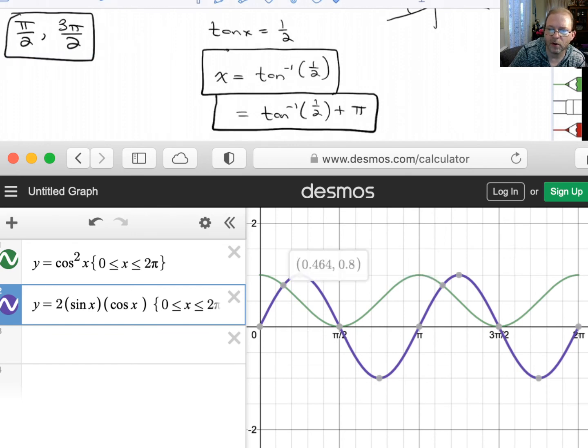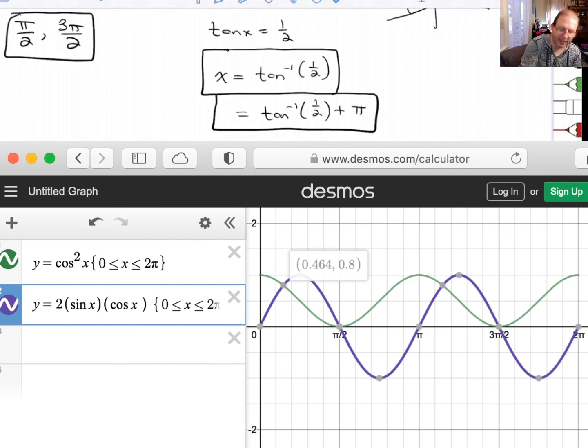So let's look at this. 0.464. That one must be, it's in the first quadrant. If you think about quadrants on here, the quadrants go from 0 to pi over 2. That's the first quadrant. And from here to here is the second, and so on. So this 0.464, if I put my calculator in radian mode, and I take the inverse tan of 0.5, it gives me that value, 0.4636 and so on. So that gives me that one.